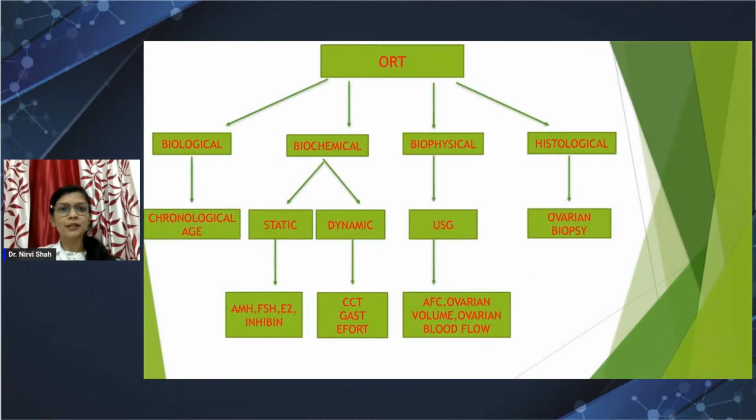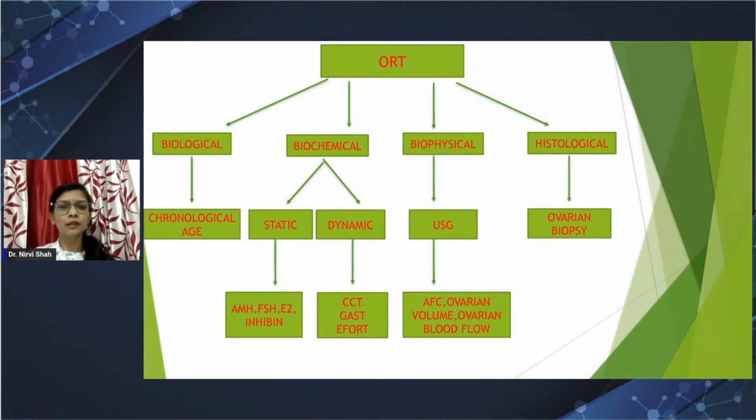So that brings us to the next level, that is the ovarian reserve test. How do we analyze the ovarian reserve? When do we analyze? And with what test do we analyze? So the first and most important, obviously, is biological, which is the age. Then we have certain blood tests, of which AMH is the most important. And there are also the dynamic tests, which are not much of use. They are just in the research areas.